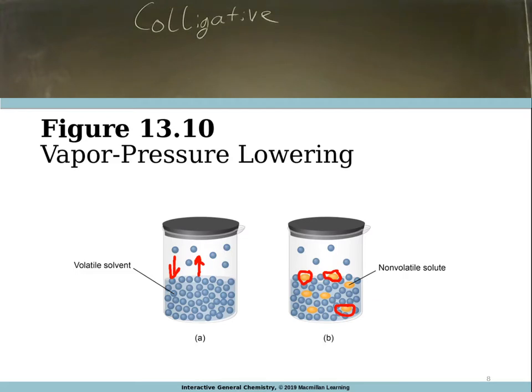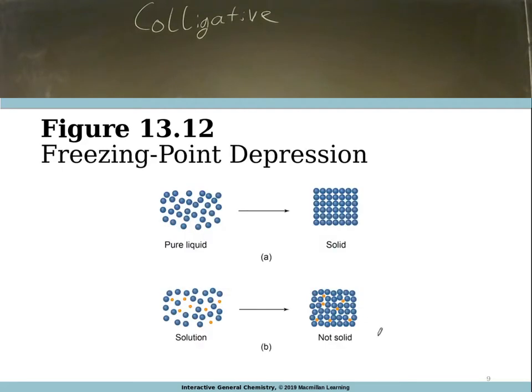All right, so having a non-volatile solute is going to be like a partial covering of the water on the surface of your solution because they occupy some of those surface positions. So that is sort of a microscopic description of what happens.